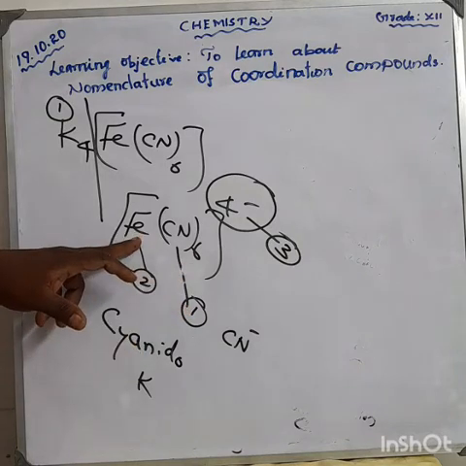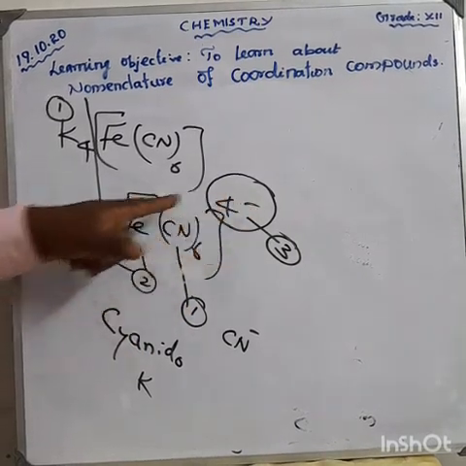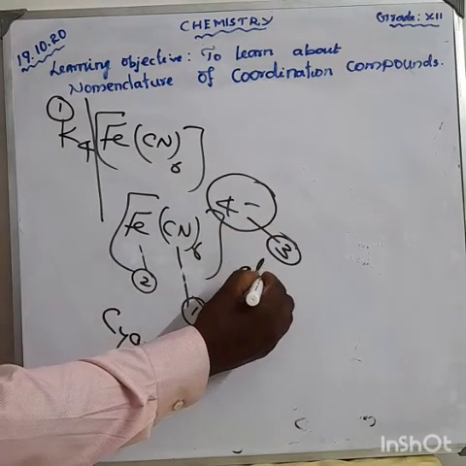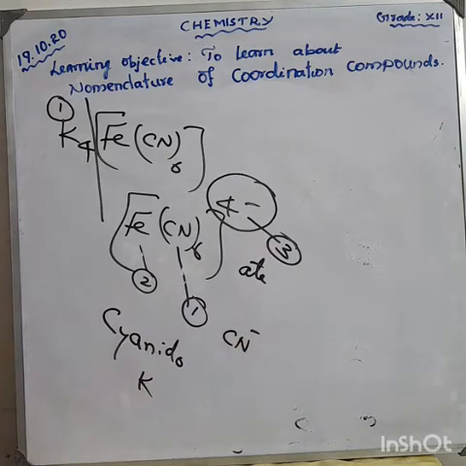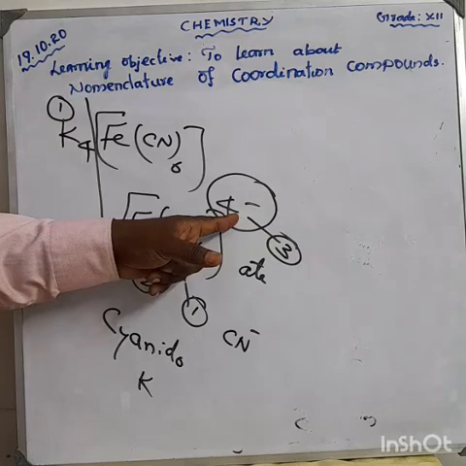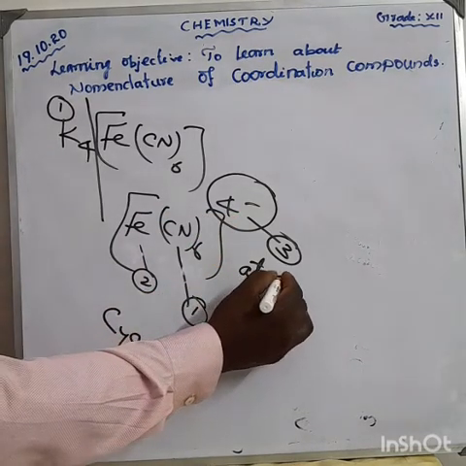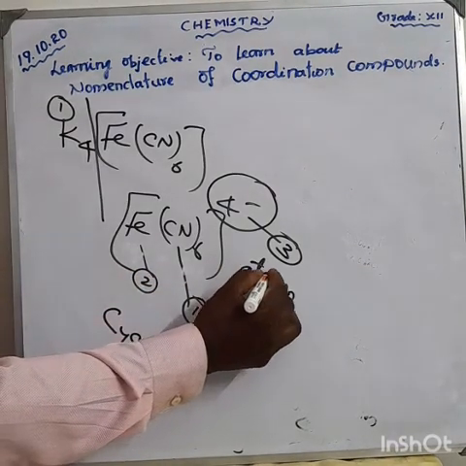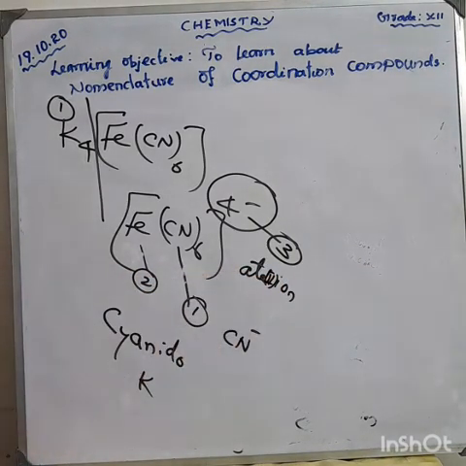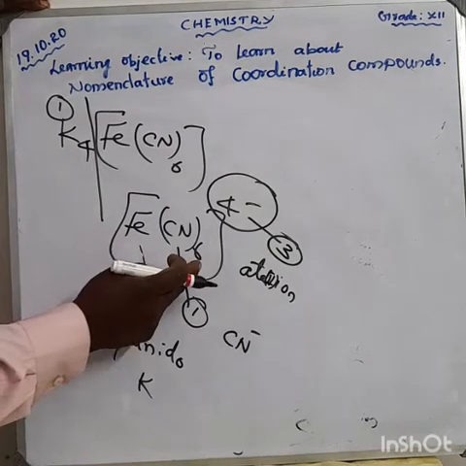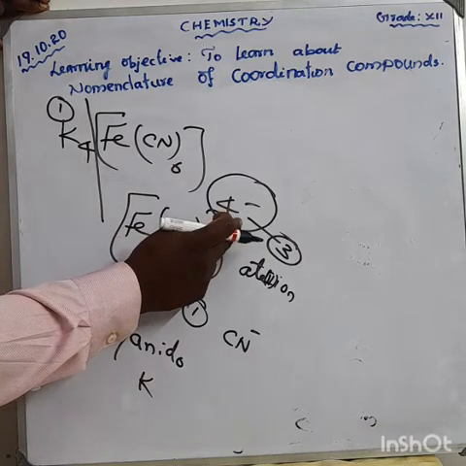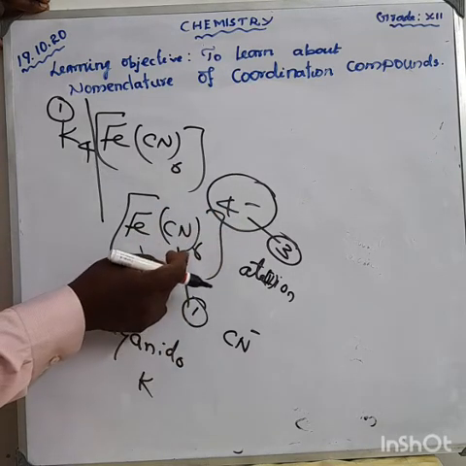Hexacyanoferrate, because having a negative charge, the name ends with -ate. Negative charge ends with -ate. Clear? Next, write this ion, I-O-N, ion. Ferrate 2 ion, like that, right? Use normal letters also. Hexacyanoferrate 2 ion. What's the name of this complex?